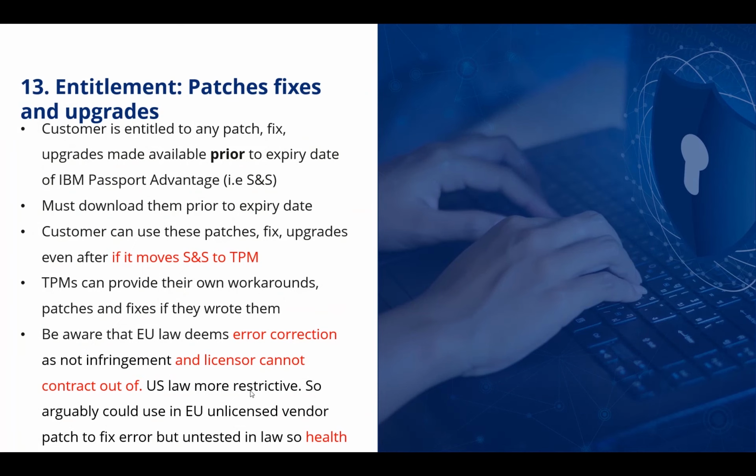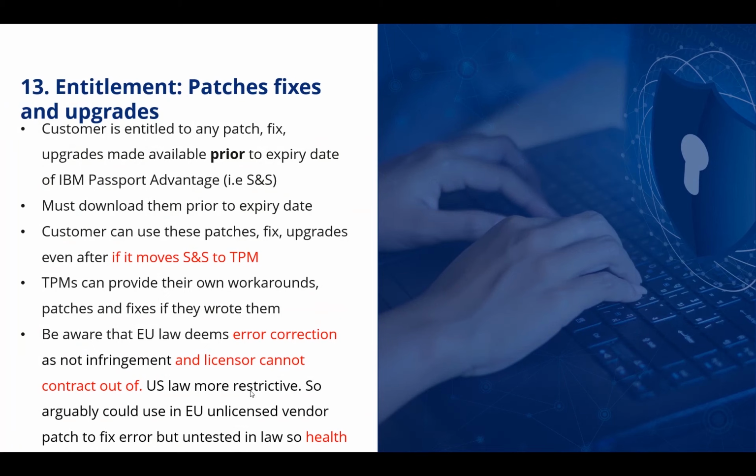You've got to download them prior to the expiry date, but once you've done that, you can use those patches, fixes, and upgrades after you've moved to TPM. What you can't do, of course, is download patches, fixes, upgrades made available after the expiry of the S&S agreement with the Passport Advantage agreement. That's something you're not allowed to do. But importantly, third-party maintainers can indeed provide their own workarounds to software, provided they write that software themselves.